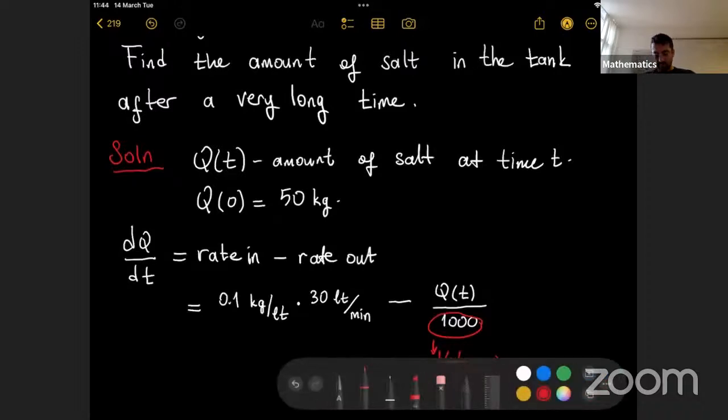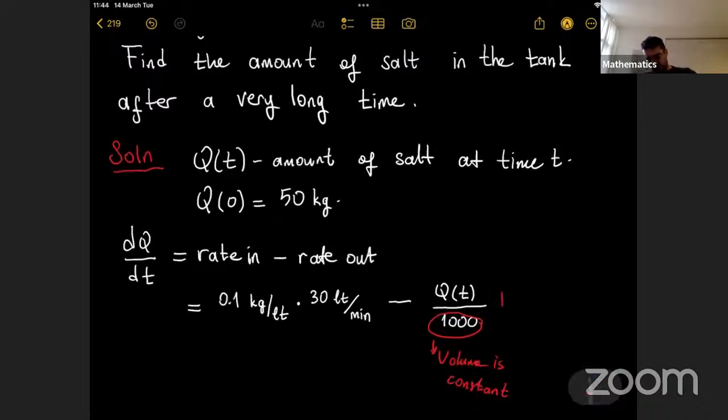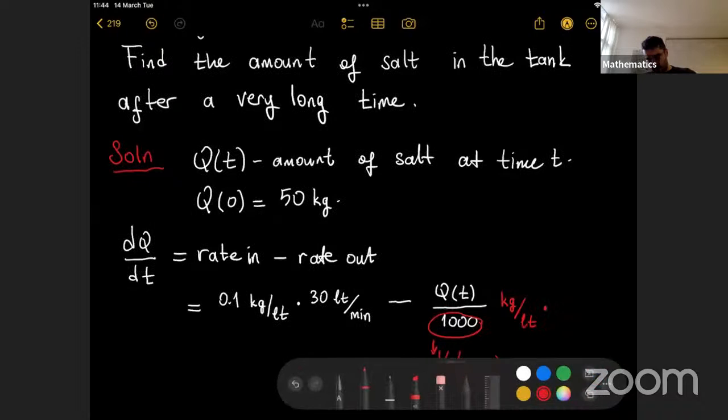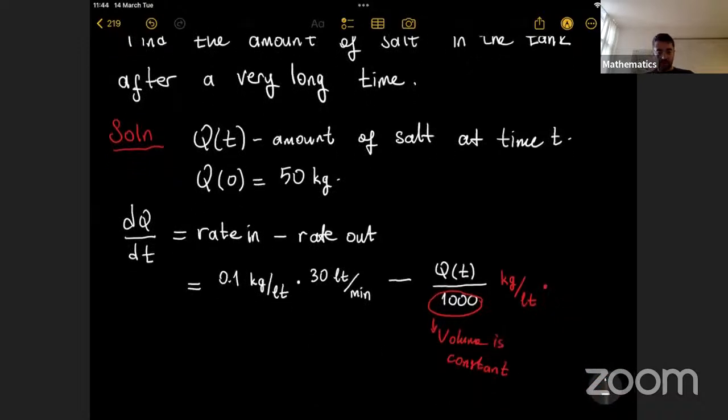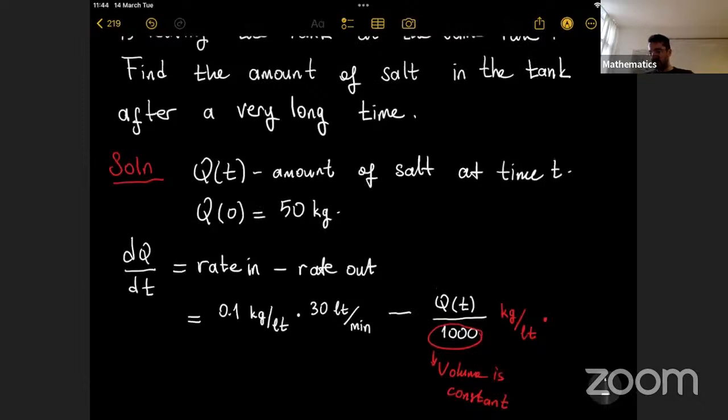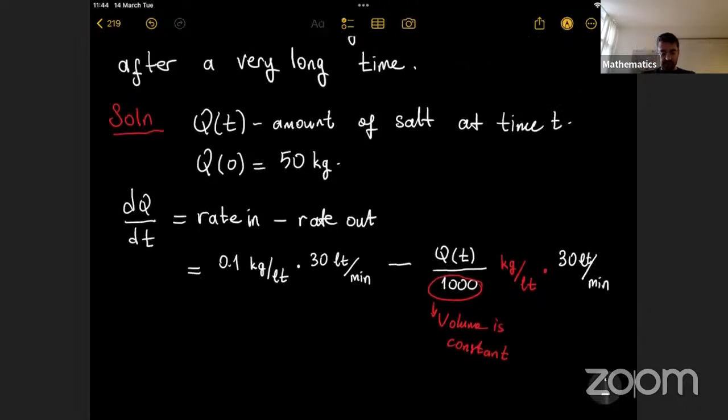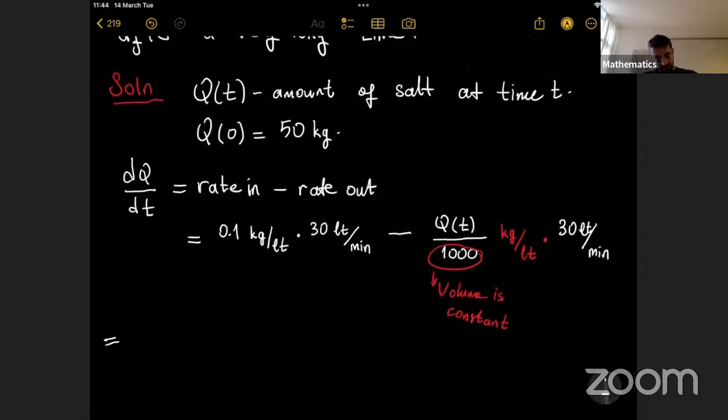Okay. Times, so this is what? This is kilogram per liter times, since it flows out at the same rate, 30 liters per minute. Well, basically we get what? Let's write in a simple form: dQ/dt is equal to 3 minus 3Q over 100.